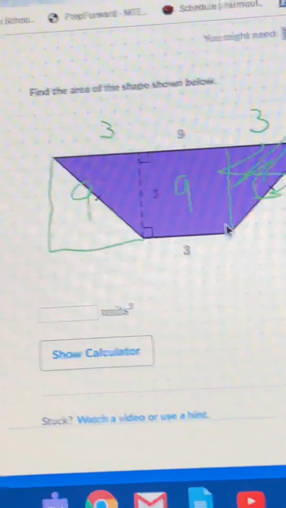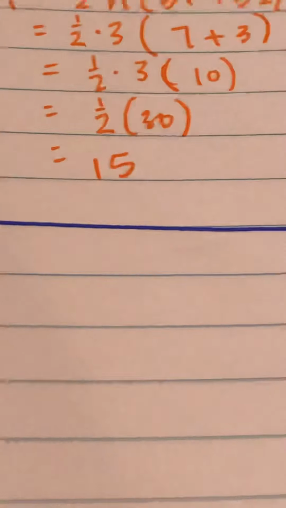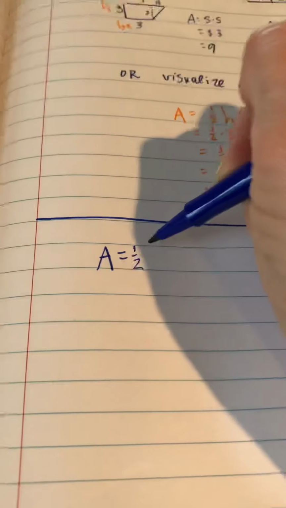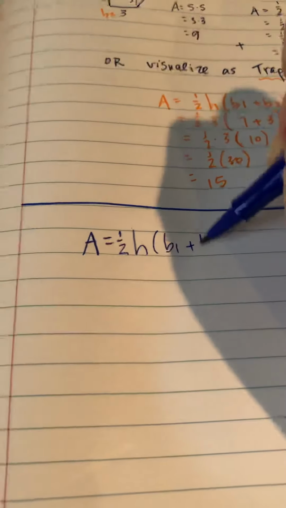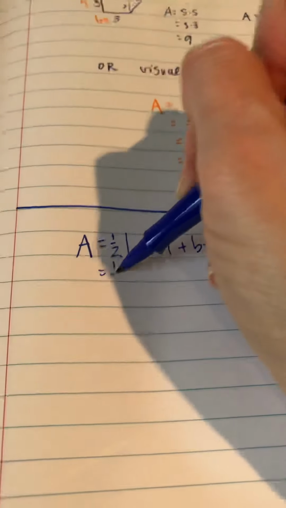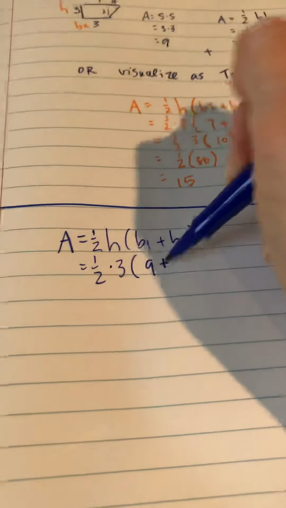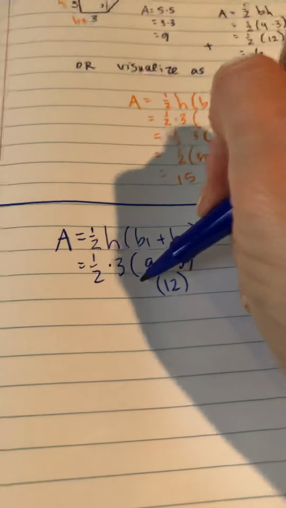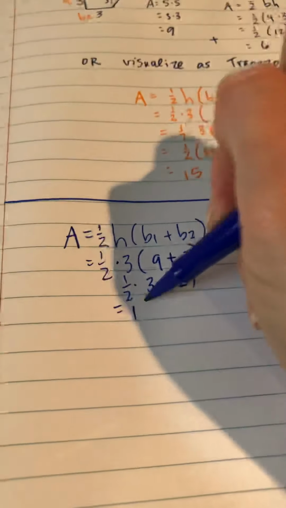But I'm going to follow the trapezoid formula just to double check my work so that I don't get it wrong on Khan. Let me zoom out here. The trapezoid formula is 1/2 the height times base 1 plus base 2. So I'm doing 1/2 of the height, which is 3, so times 3. Base 1 was 9, plus 3 is 12. So 9 plus 3 is 12, times 3. 12 times 3 is 36, and half of 36 is 18.